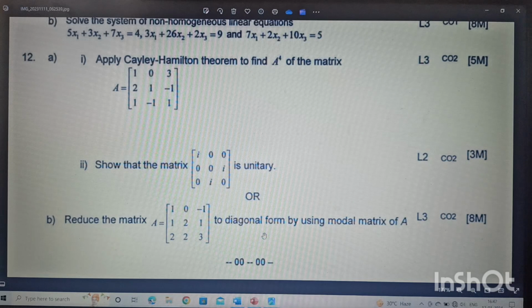So this is the last year's end exam question paper. Okay? So this is also an important question. Practice these two questions, all questions. Okay.